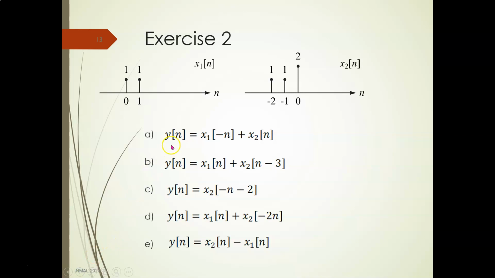Okay, so we have a look at some of the exercises here. And we have x1[n] and x2[n] with different values. And then try to perform all of these signal operations in terms of discrete time signal. Okay, and we can discuss some of the examples after this.